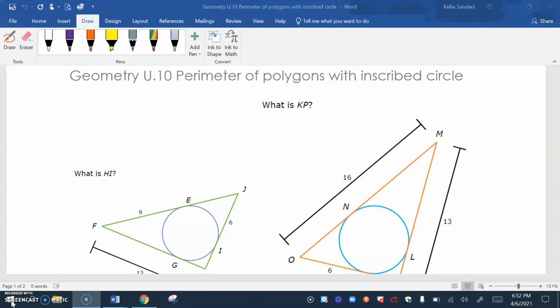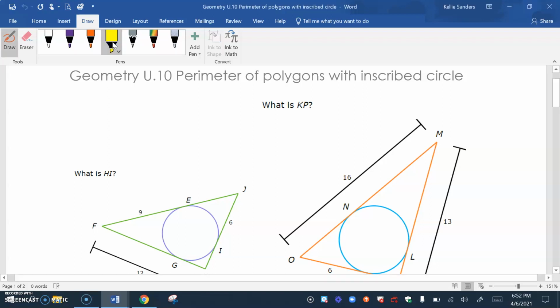Geometry U10, perimeter of polygons with inscribed circles. What an inscribed circle is, is just exactly that. The circle is inside another polygon, which could be a triangle, a square, a rectangle, anything like that.